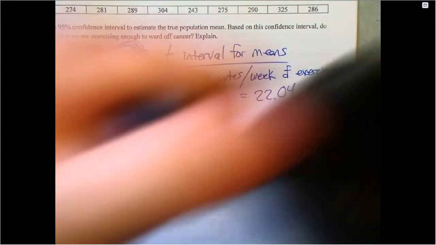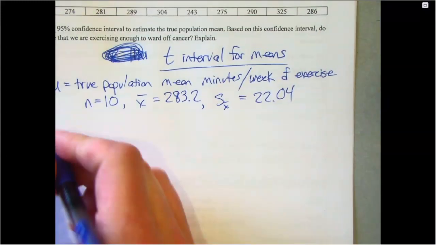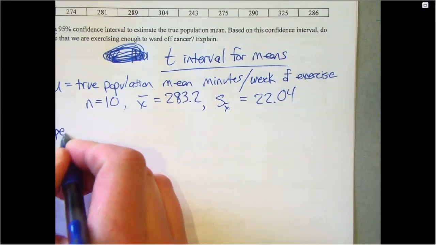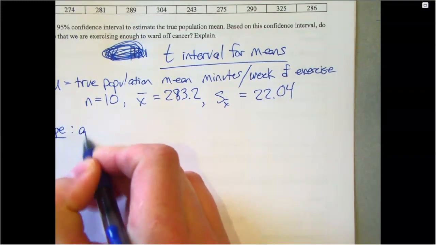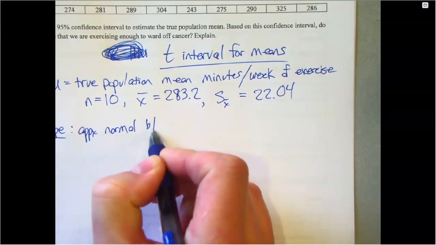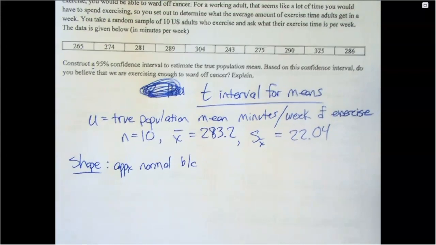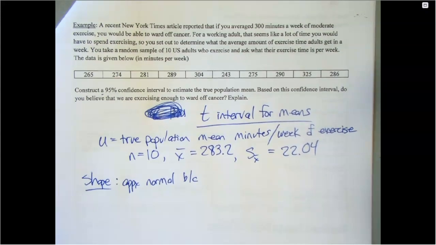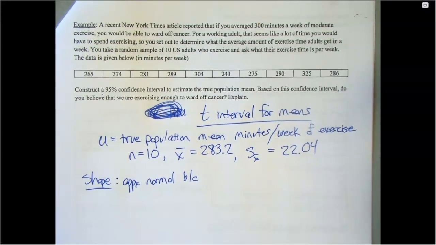Alright, we gotta get this list. Shape. Approximately normal, because... And this is the annoying one. Is 10 big enough? It's not. And if you read through the problem, it does not say that the population is normal.